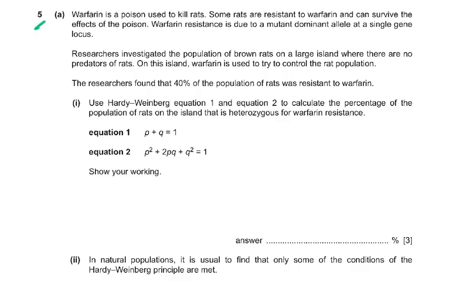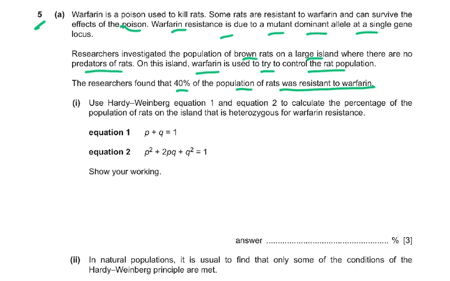Question 5. Warfarin is a poison used to kill rats. Some rats are resistant to warfarin and can survive the effects of the poison. Warfarin resistance is due to a mutant dominant allele at a single gene locus. Researchers investigated the population of brown rats on a large island where there are no predators of rats. On this island, warfarin is used to try to control the rat population. The researchers found that 40% of the population of rats was resistant to warfarin.